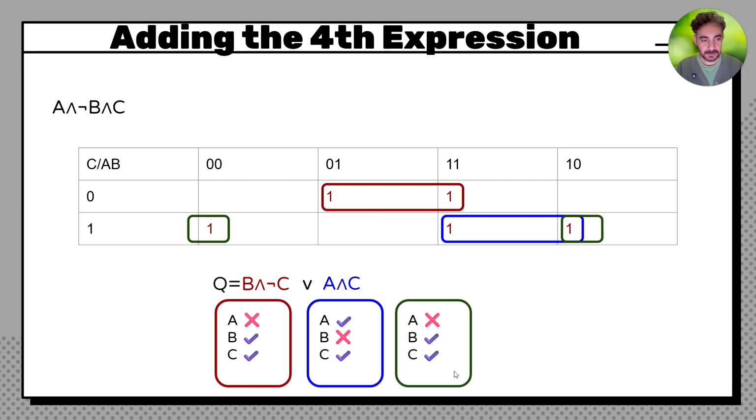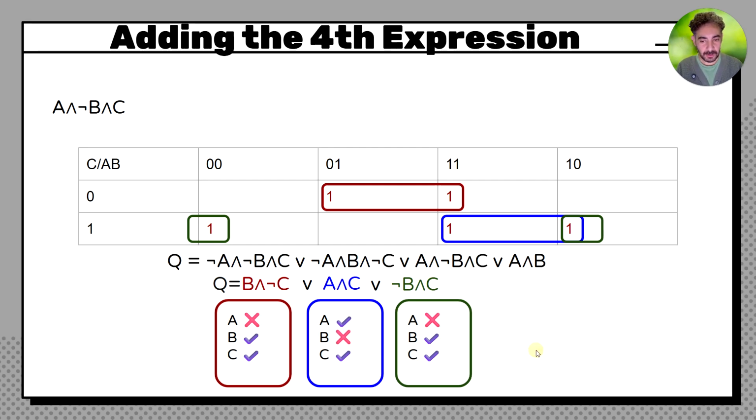our wraparound, which we can see that A is changing from 0 to 1. We can see that B stays false and C is true. So the last part of our equation would look like this. So our final equation is B and not C, or A and C, or not B and C. And compared to our first equation that we looked at, that's a lot smaller. So that is a lot more simplified.